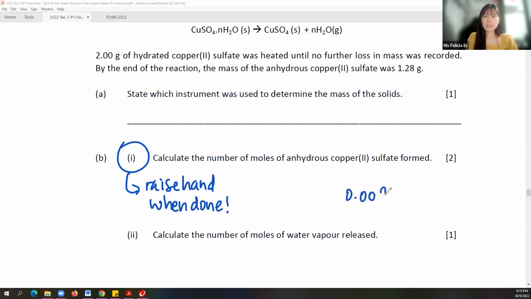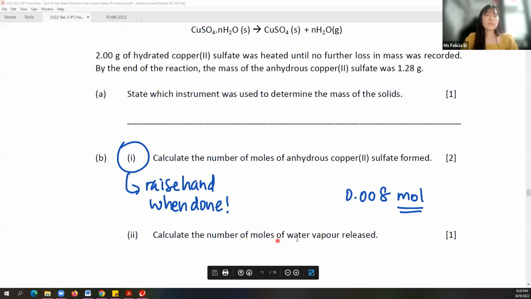Okay, so I think I shall review the answer now. The answer will be this. Do you all remember to include the unit? Can you add it in? Anyone can't get the answer? Need me to demo how to get it? This is just the mass over Mr. You all know what number to start with, right? Okay, moving on to part 2.